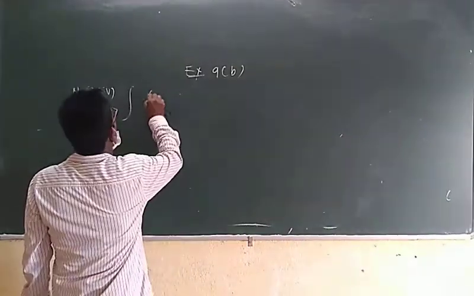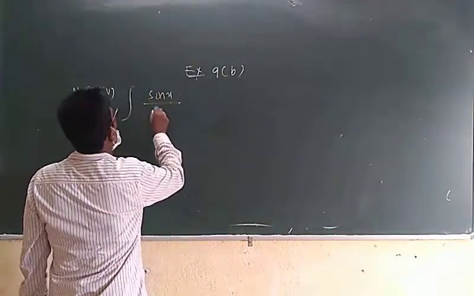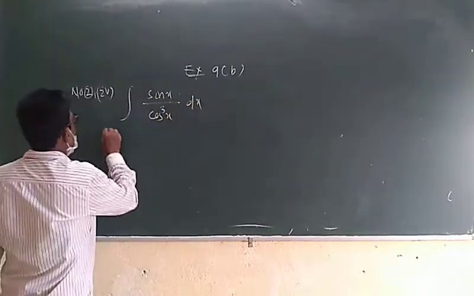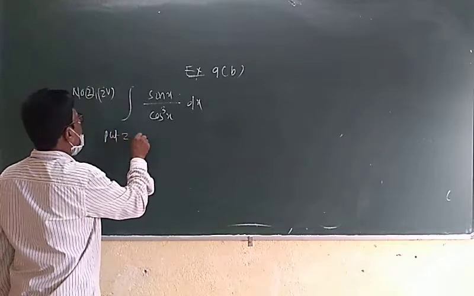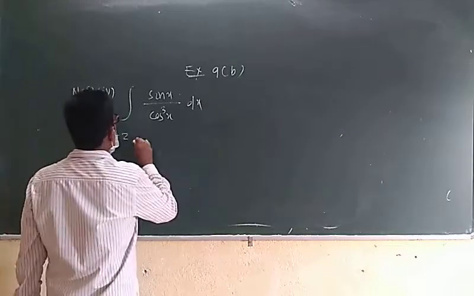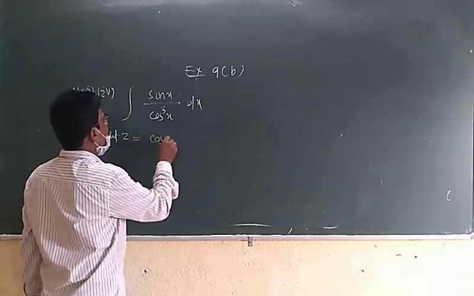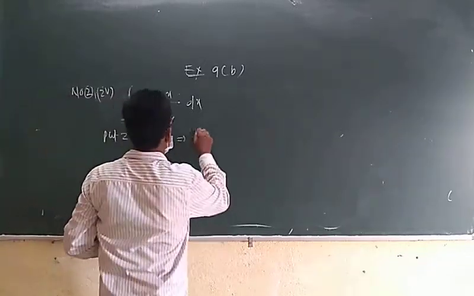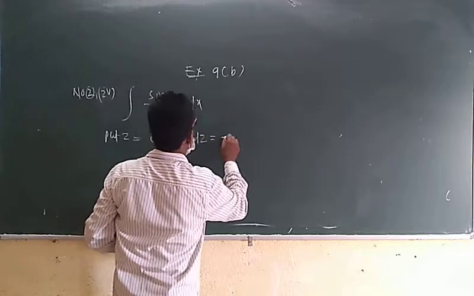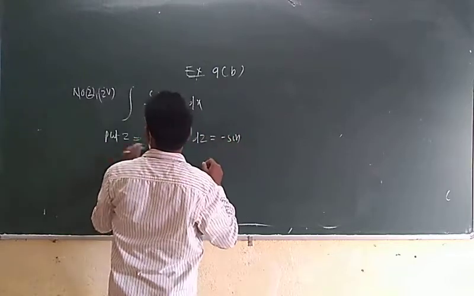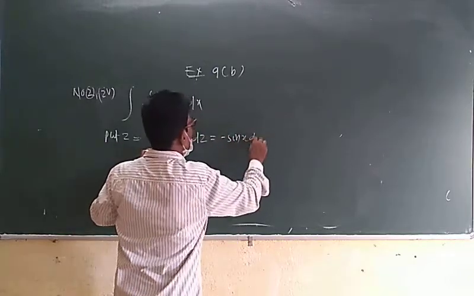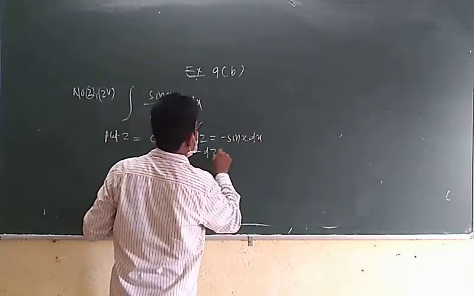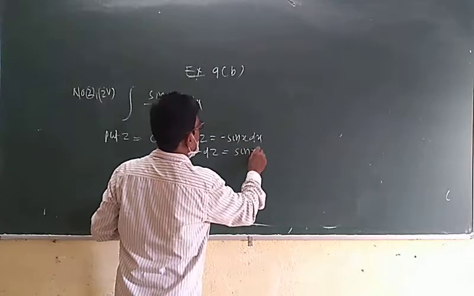Sin x by cos cube x dx. Put z. Z is the denominator, so taking not cos cube, taking cos x as z. dz is equal to minus of sin x dx, because the derivative of cos x is minus of sin x dx. So minus dz is equal to sin x dx.